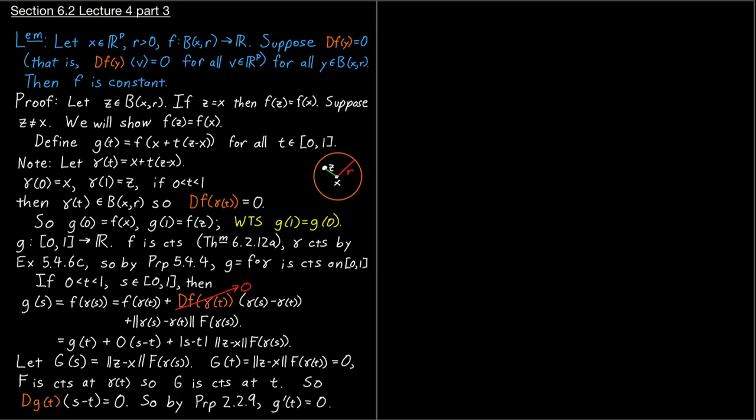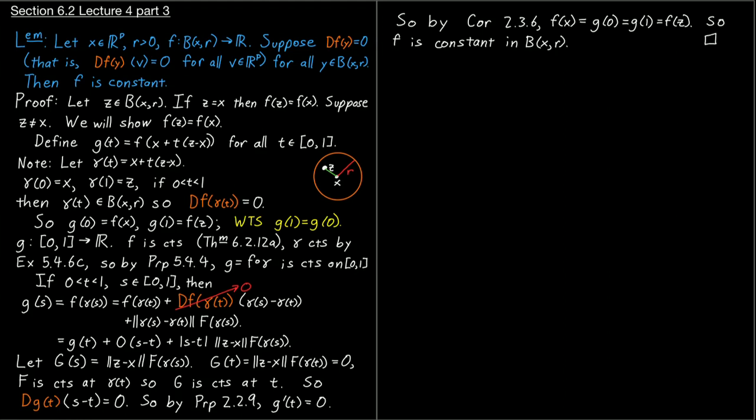And so there's not much more to this. By our chapter 2 results, corollary 2.3.6 in particular, we've got that g is constant, so f of x is g of 0, is g of 1, is f of z. So the conclusion is that f is constant in the ball centered at x of radius r.